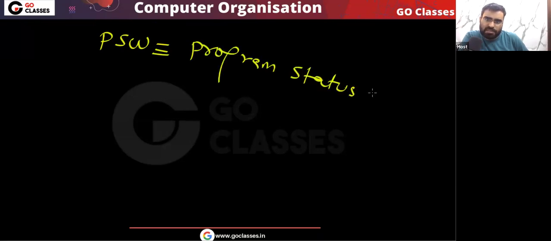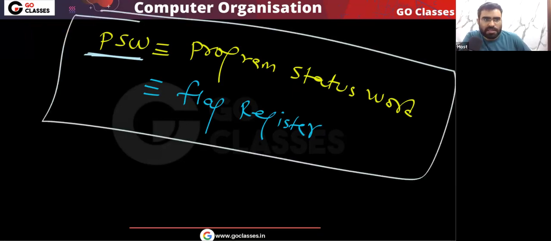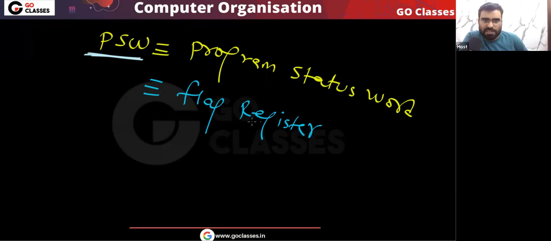A student is asking, what is PSW? That is the program status word. We have already seen this in our lectures, in the flag register. Have you watched that lecture? In our Go Classes lecture, we have already seen what is PSW. That is basically your flag register.